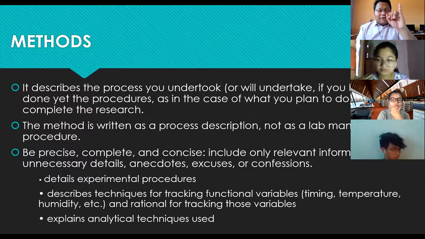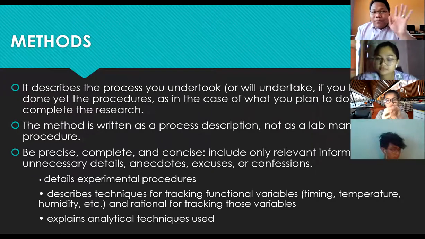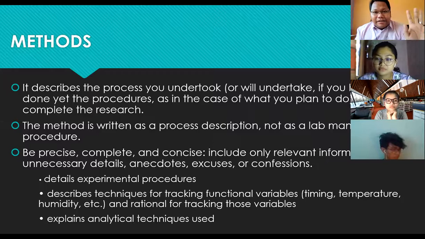Remember in the introduction and rationale, have we mentioned anything about related literature? We did not. Nothing was said about the related literature or related studies.